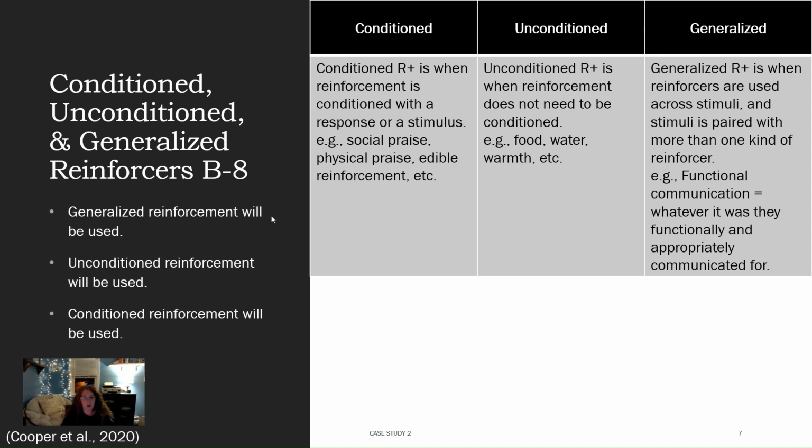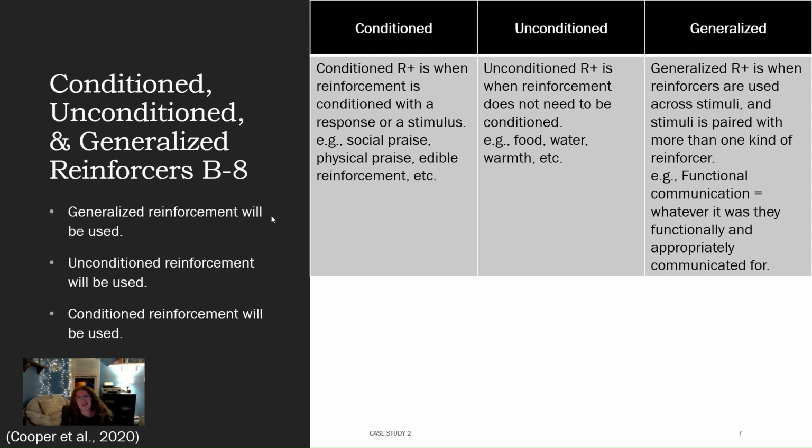Conditioned reinforcement is when reinforcement is conditioned with a response or stimulus. Social praise, physical praise, edible reinforcement. He likes squeezes, he likes hugs, like the side hug. He likes a quick back rub, like if you go really, I don't know, lots of pressure. He likes lots of pressure.